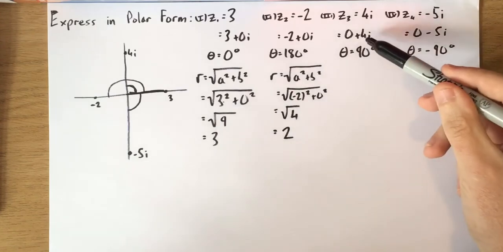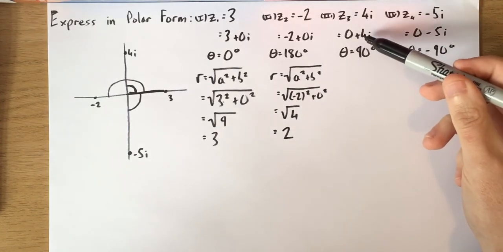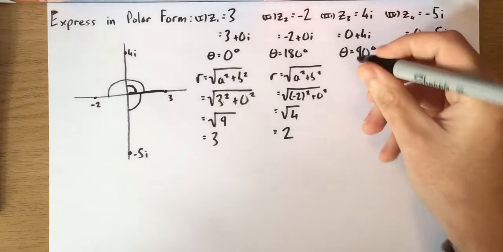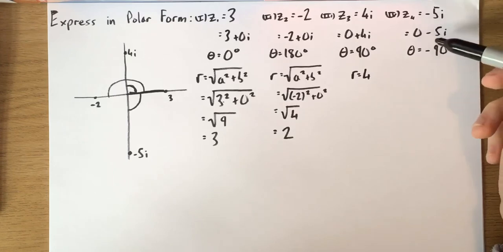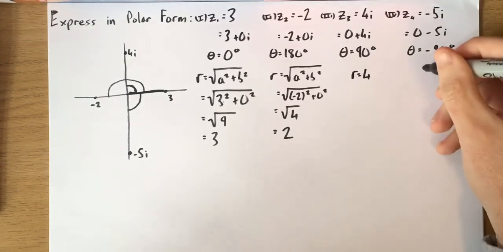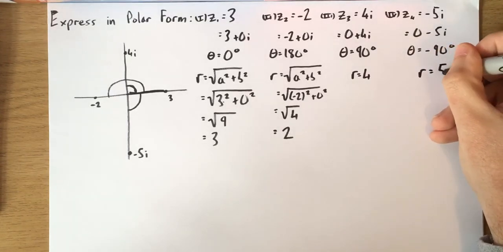All right. Here it will be the same. All right. Your modulus will just end up being 4. And similar enough here, -5 squared is +25. Square root of that is 5. So your modulus would end up being 5.